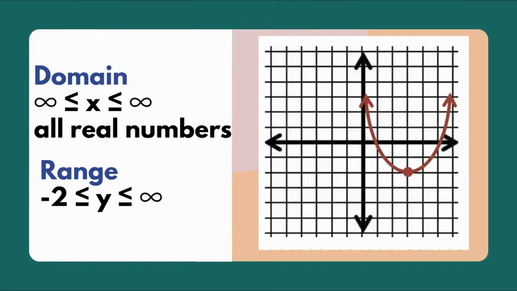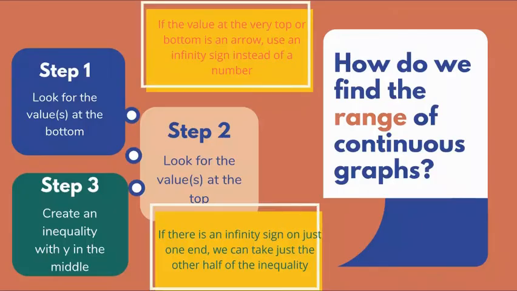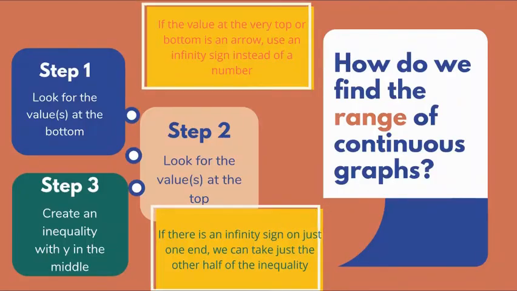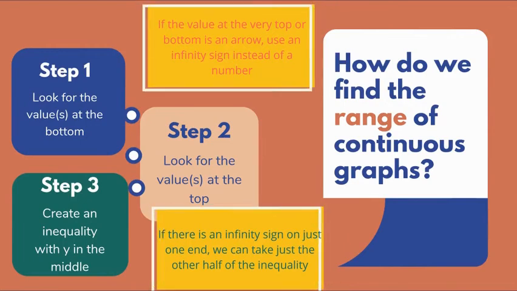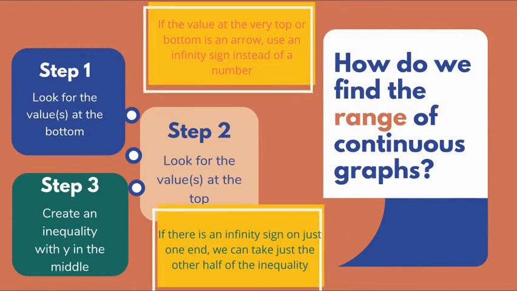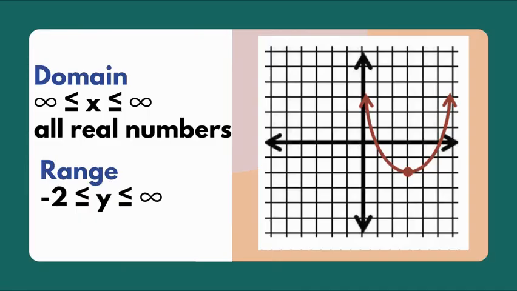So I would say that my range is -2 is less than or equal to y, which is less than or equal to infinity. But if I end up with an infinity sign on just one end of an inequality, I can take away the side that has the infinity sign, and I can just use the half of the inequality that does not have the infinity sign. So let's see what this looks like. I can take away the side that has the infinity symbol on it.